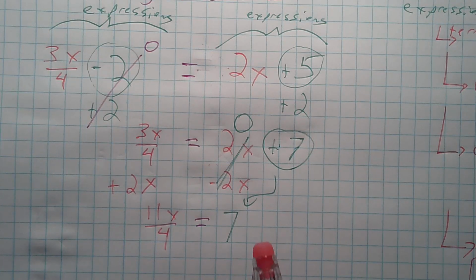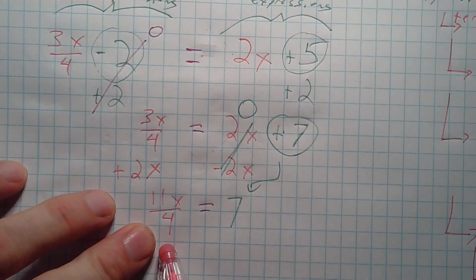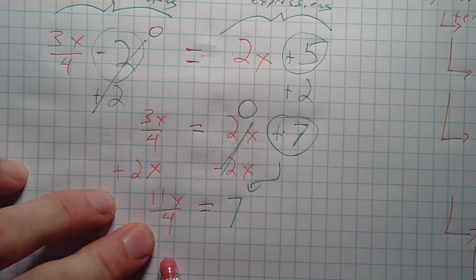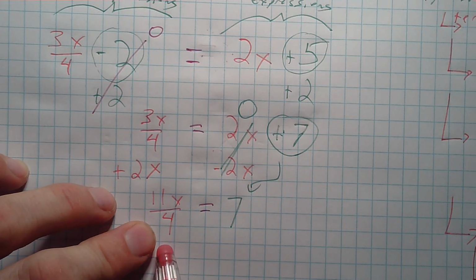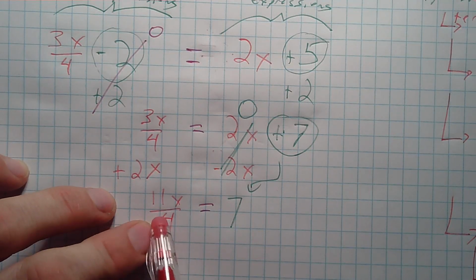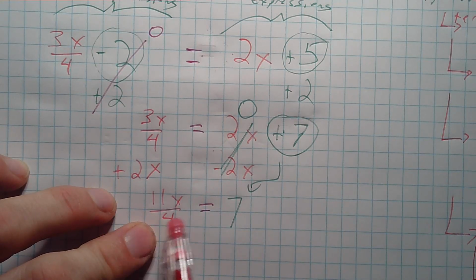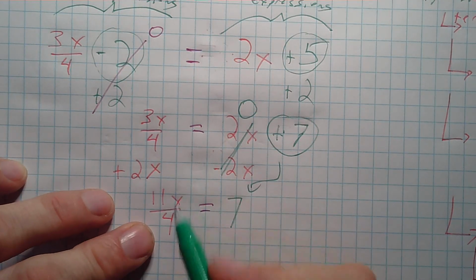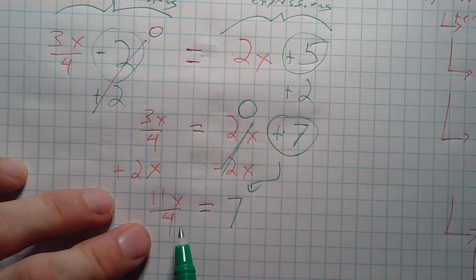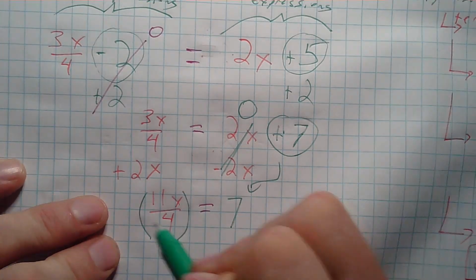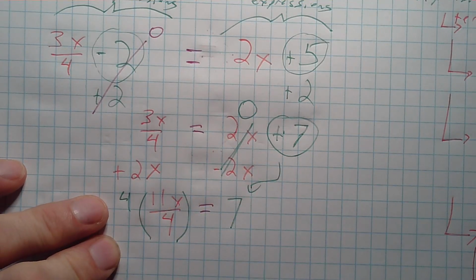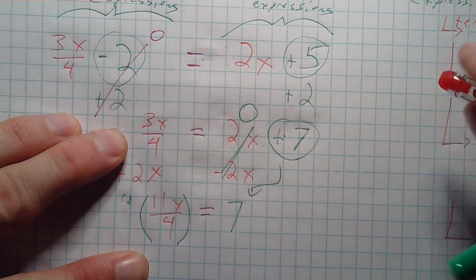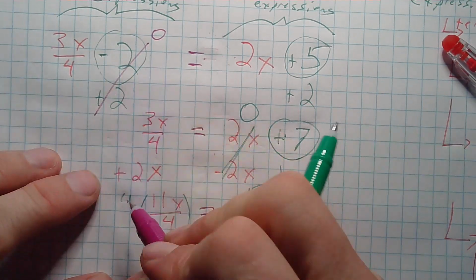Now I'm just trying to solve for x, right? So the first thing I want to do is get rid of the denominator here. In order to get rid of this denominator, I need to do the opposite of what it represents. This denominator represents fractions, and fractions represent division. So in order to get rid of this 4, I need to multiply this whole fraction by 4. Let's use burgundy, by 4.